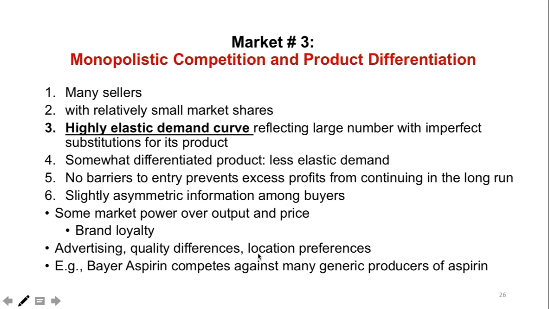Or maybe they have location preferences. So some fine restaurants in a small city can set their own prices, although there are other restaurants in the neighborhood. A good example would be Bayer's aspirin compared to the generic aspirin.